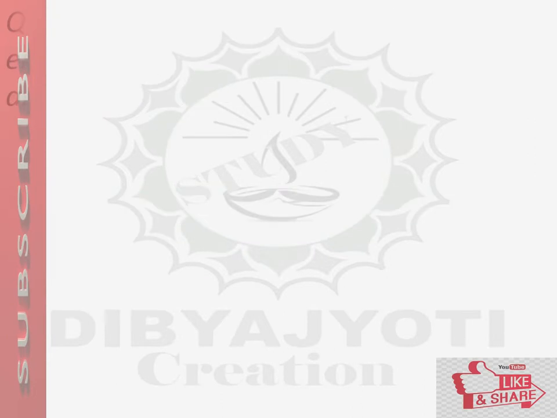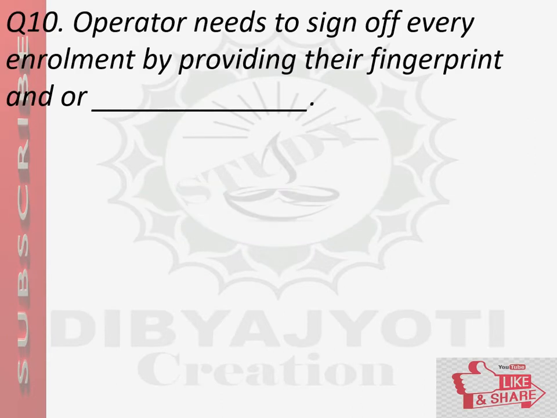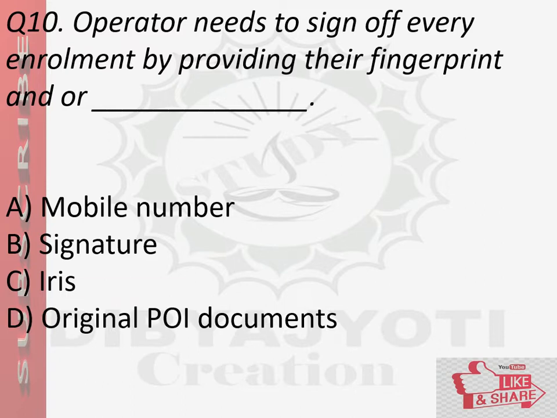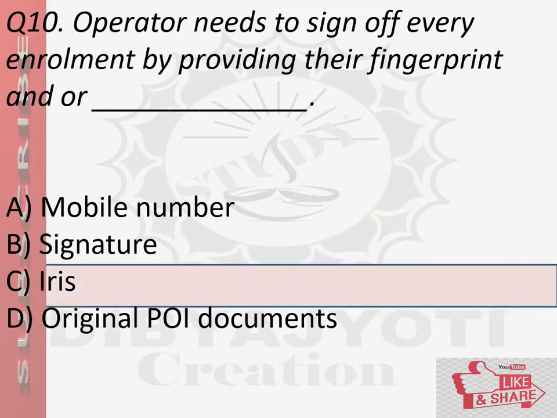Question number 10. Operator needs to sign off every enrollment by providing their fingerprint and/or dash. Options are: mobile number, signature, iris, original POI documents. And the answer is option C, iris.